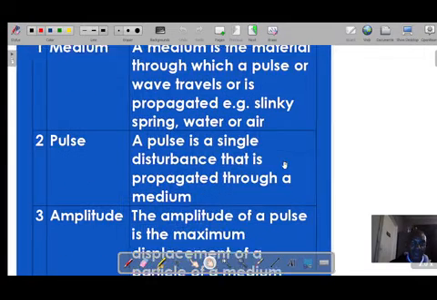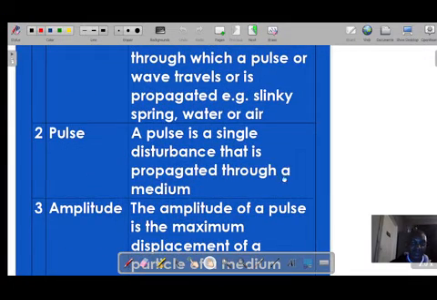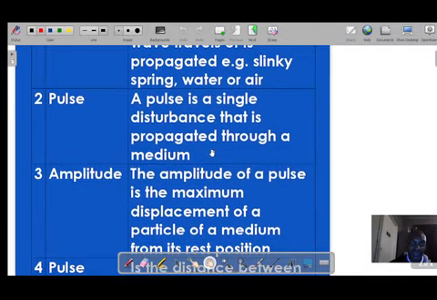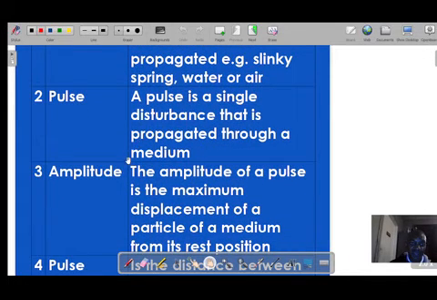Then what is a pulse? A pulse is a single disturbance that is propagated through a medium. A pulse is a single disturbance that is propagated through a medium. So our pulse looks like this one here. This is how the pulse looks.